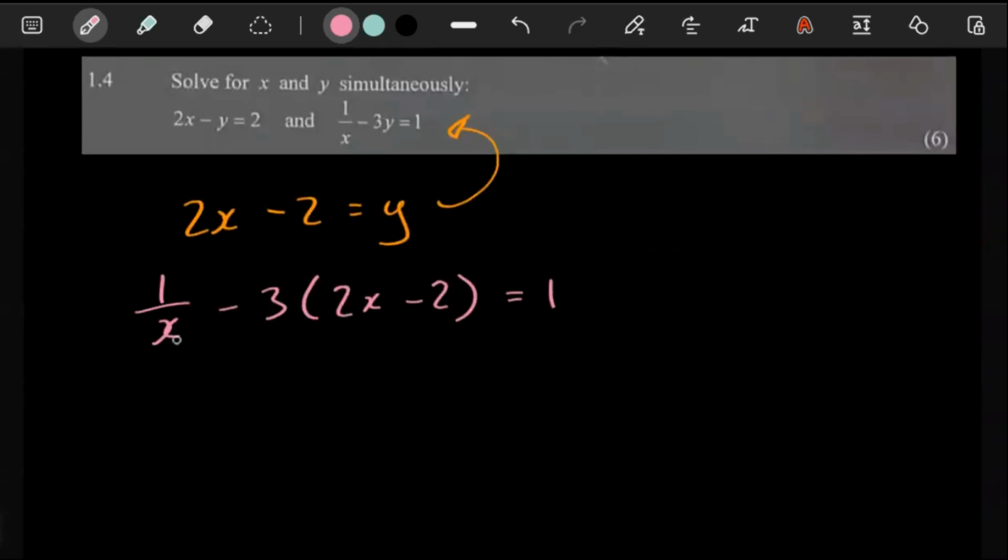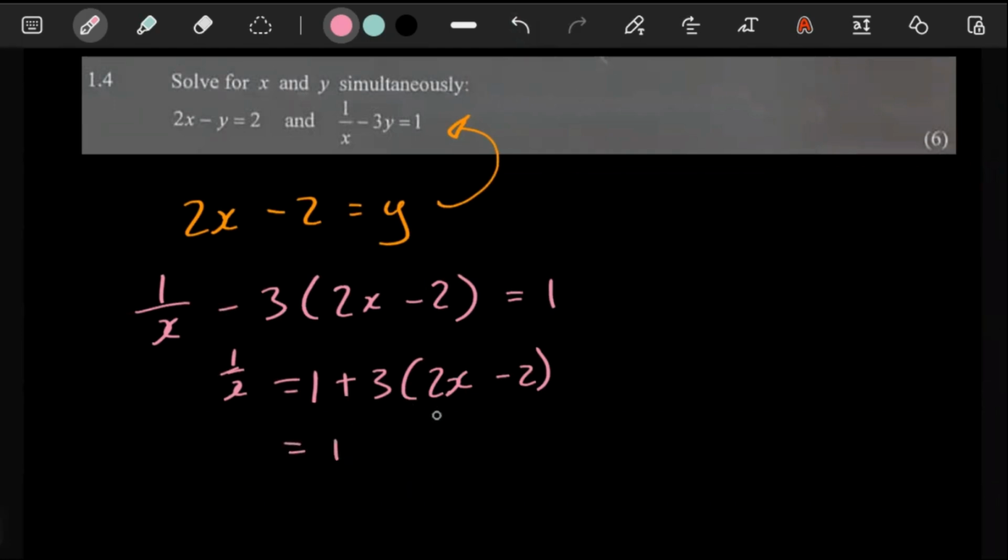Oh, solving for x. So solving for x, we have a fraction here. This may be a small problem, just a small one. The best way to deal with this problem is just take everything to one side and leave the fraction on its own. So you're going to have 1 over x, and then plus 3 times 2x minus 2. You took this whole thing to the other side. Because this is already in brackets with the negative 3 next to it, you just have to change the negative 3 here to positive 3.